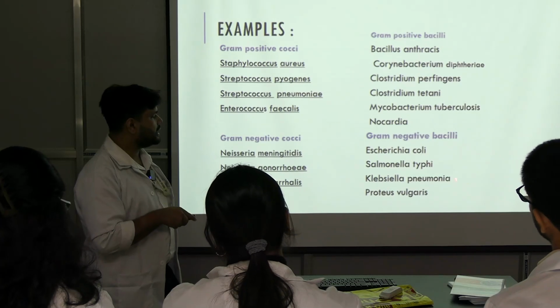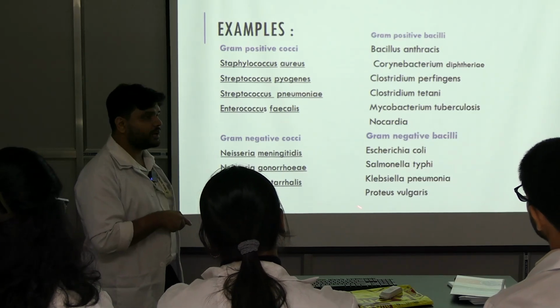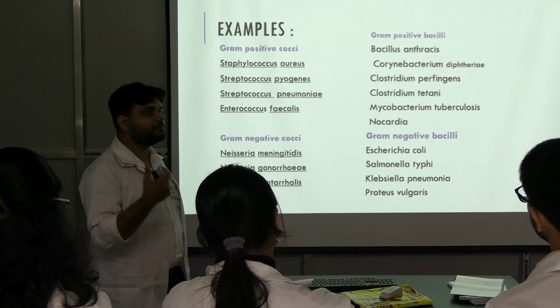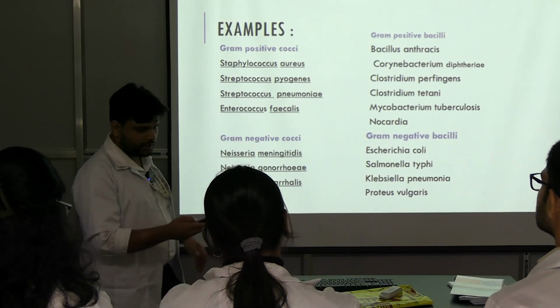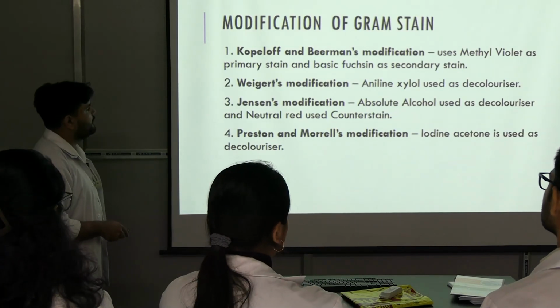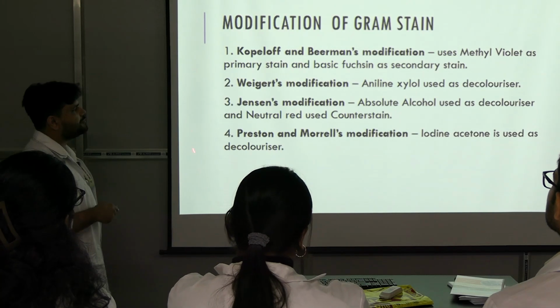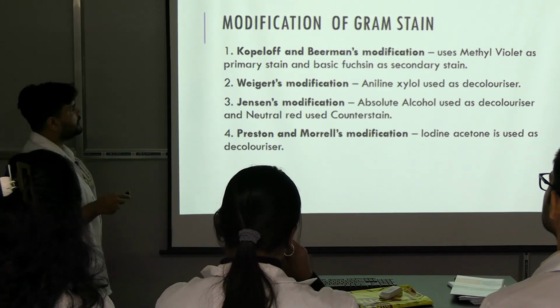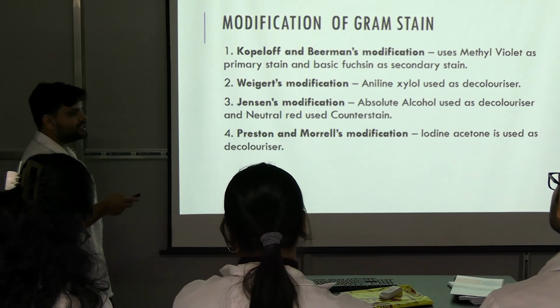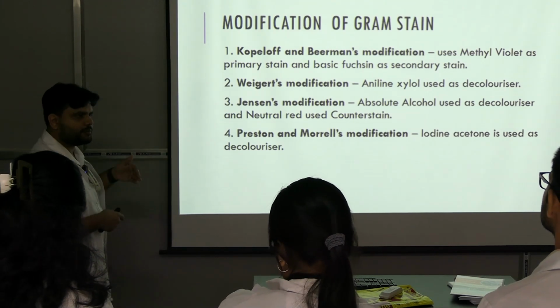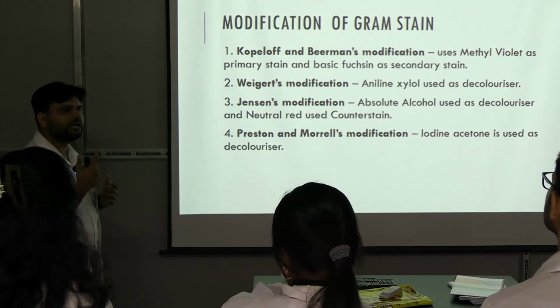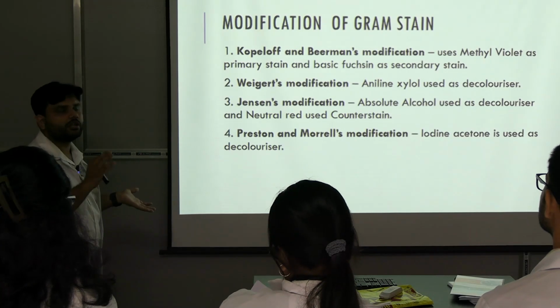Salmonella typhi, Klebsiella pneumoniae, and Proteus vulgaris. A lot of you are saying just simple Proteus. You have to either say Proteus mirabilis or Proteus vulgaris. And finally, you just need to know the names of these modifications: Kopeloff and Beerman's modification. These are some small changes in the gram staining. The main theory remains the same, but we either change the decolorizer, the staining, or the counterstain.